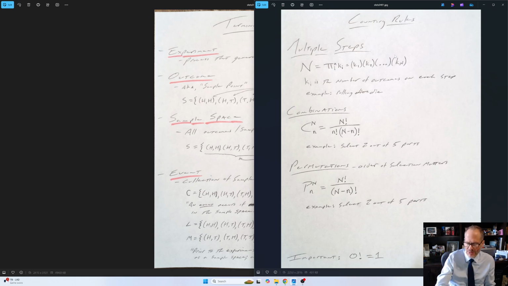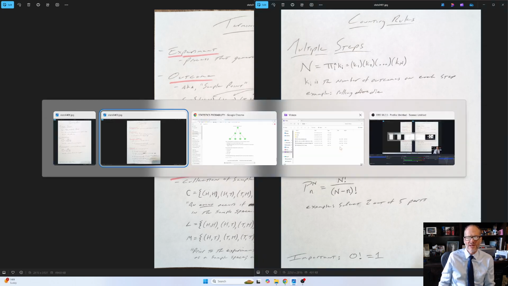So that's multiple steps. And in the next video, we'll take a look at figuring out if we have combinations and permutations, what's the difference between those two? In permutations, order matters. In combinations, it doesn't. And we'll see how we count in those situations. So we'll see that coming up in the next video.